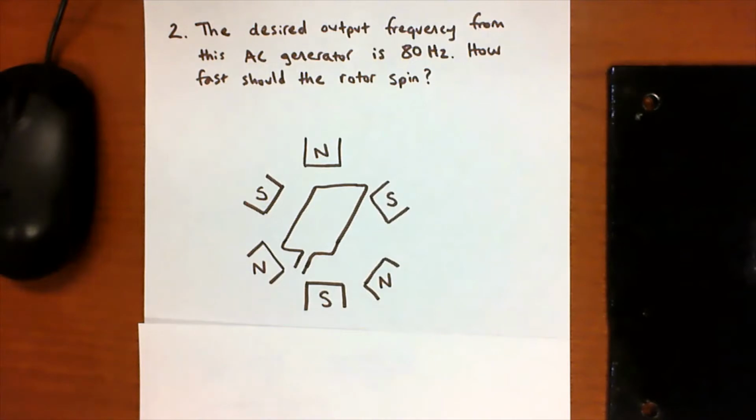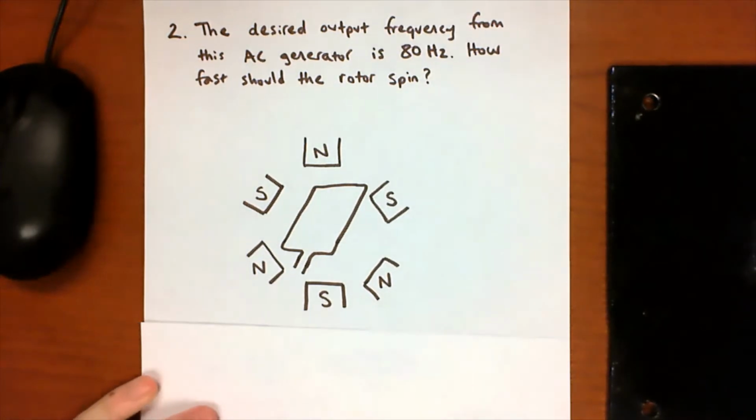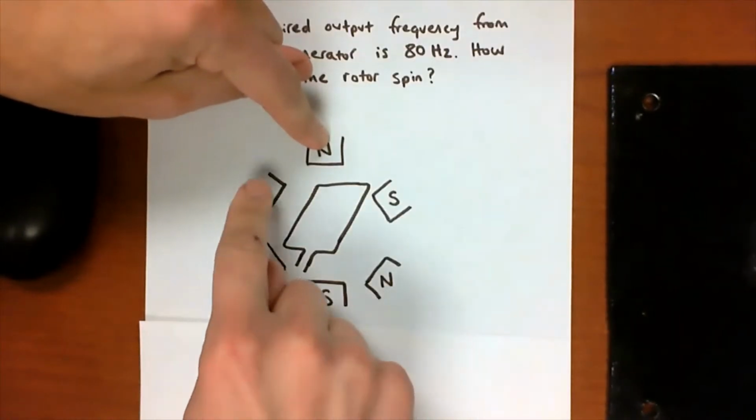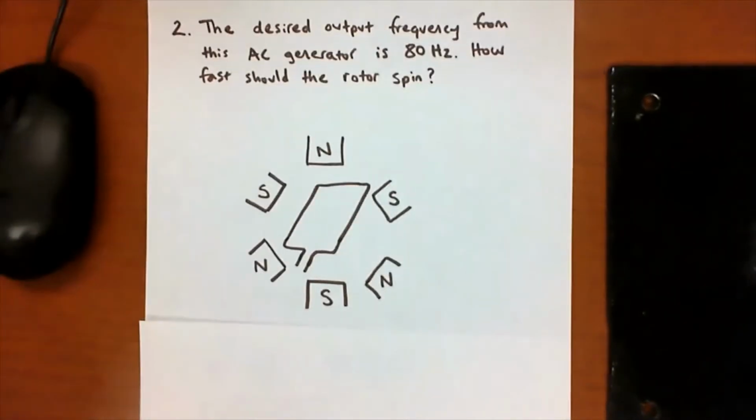And we actually have an equation, a fairly simple equation to do this. And the equation is N, which is the rotor RPM, equals 120F, where F is the output frequency, divided by P, where P is the number of poles on the magnetic field. So how many poles do we have? We got to count them. 1, 2, 3, 4, 5, 6. So we have 6 magnetic field poles.